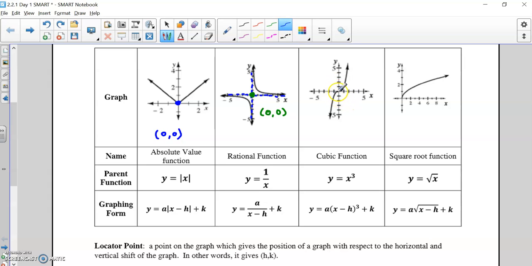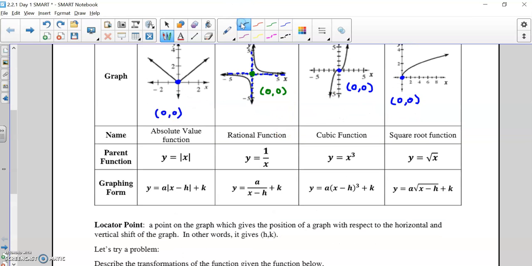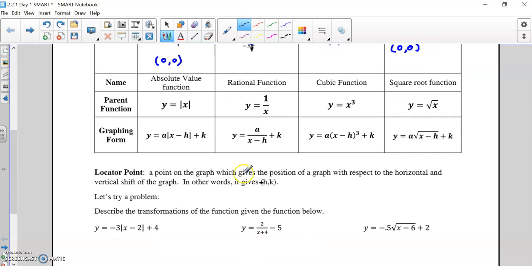The locator point for the cubic function is also (0, 0). You'll notice there's a pattern. And same thing here. So all of these graphs have a locator point at (0, 0), just like our parabola does. And keep in mind that we always do the opposite of h, k. So that locator point, just like our vertex of the parabola, is also classified by the opposite of h, k.